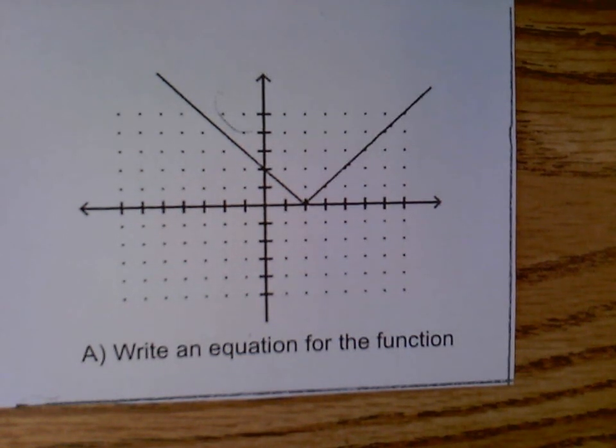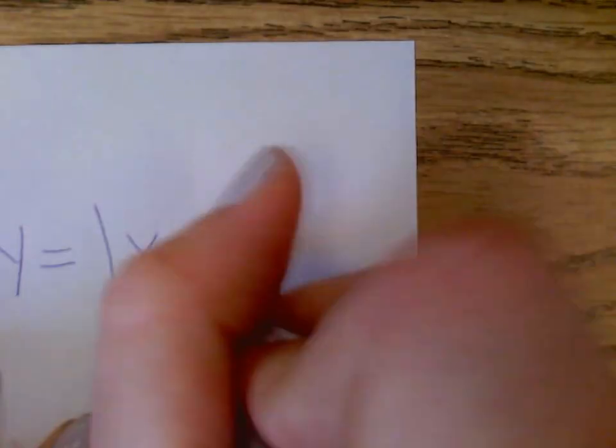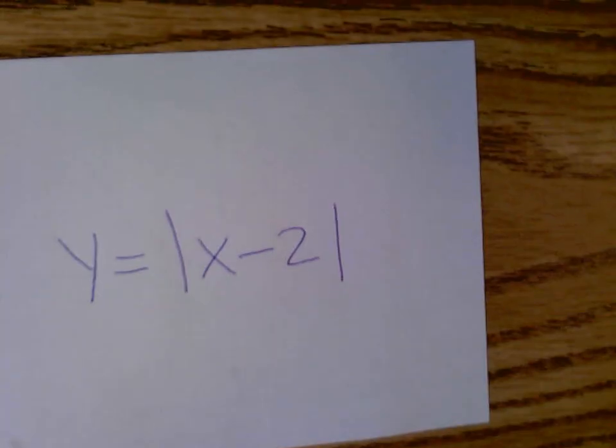A, right? So I'm going to flip A over to the back side. How do I write the equation to go to the right? Did it go to the right by 2? So it would be x minus 2 in the absolute value. So this is graph A.